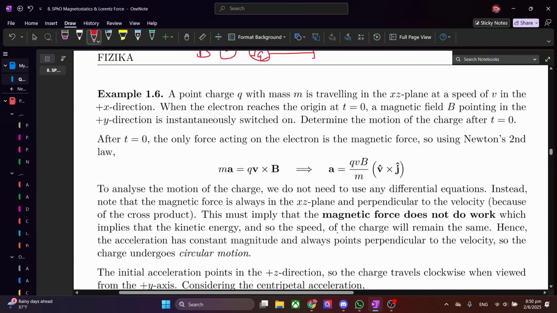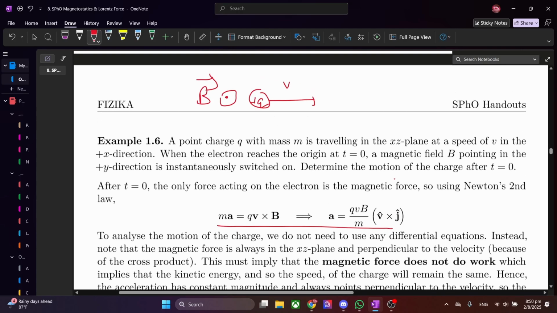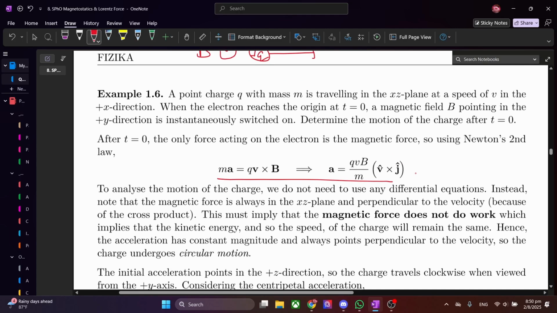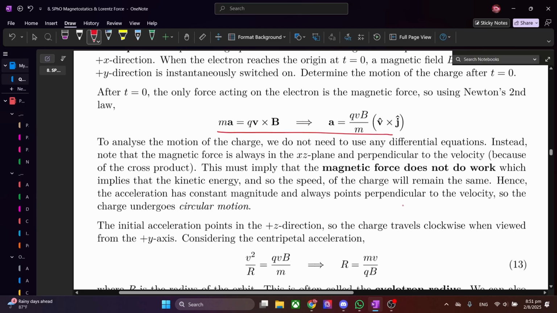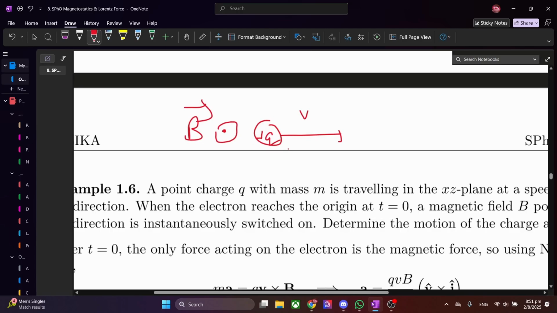I'll not go through the math too in detail, but if you just simply use Newton's second law, ma equals qv cross B, and you get this. And if you consider the direction of the cross product properly, you get that the magnetic force, firstly, doesn't do any work because it's pointing perpendicularly, and secondly, your kinetic energy is always the same. That implies that your speed remains the same, your acceleration has constant magnitude, and it always points perpendicularly to the velocity, so your charge undergoes circular motion. So your charge would go something like this.